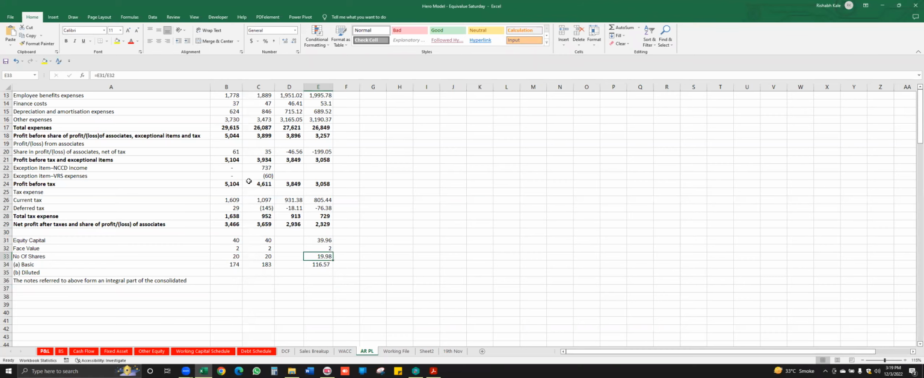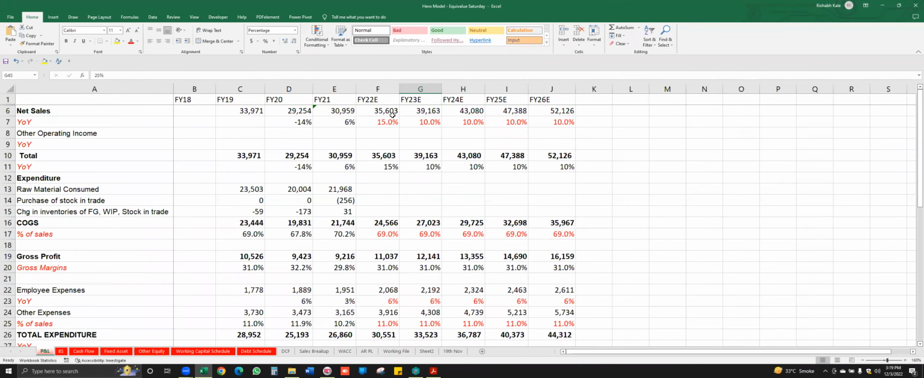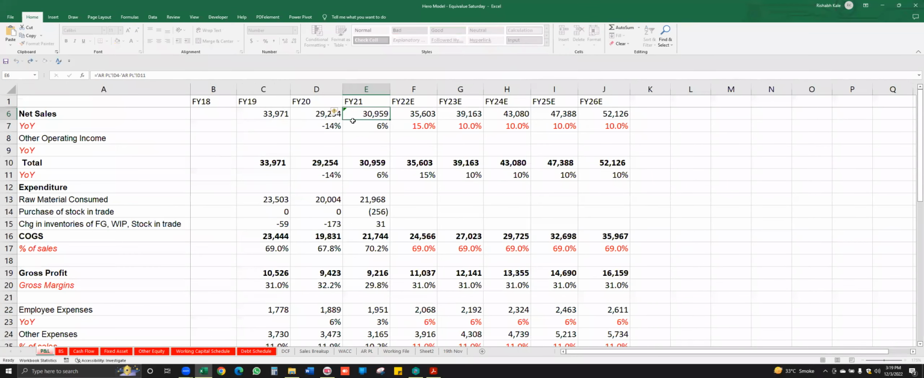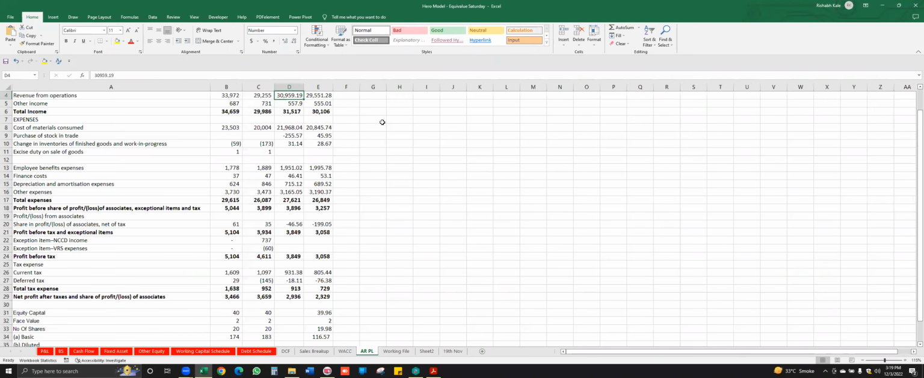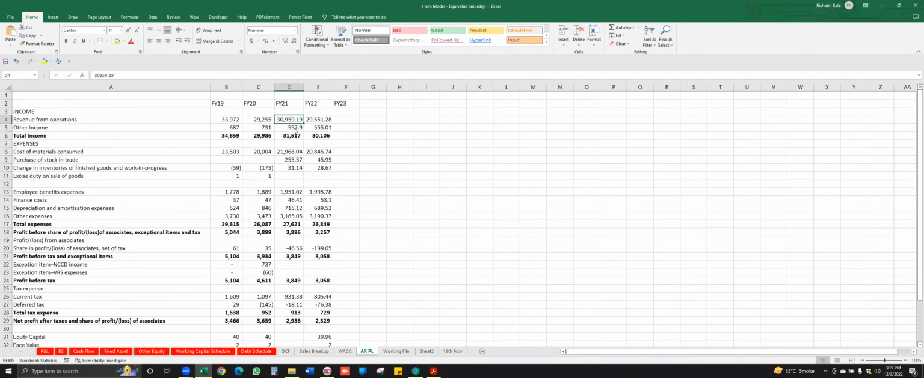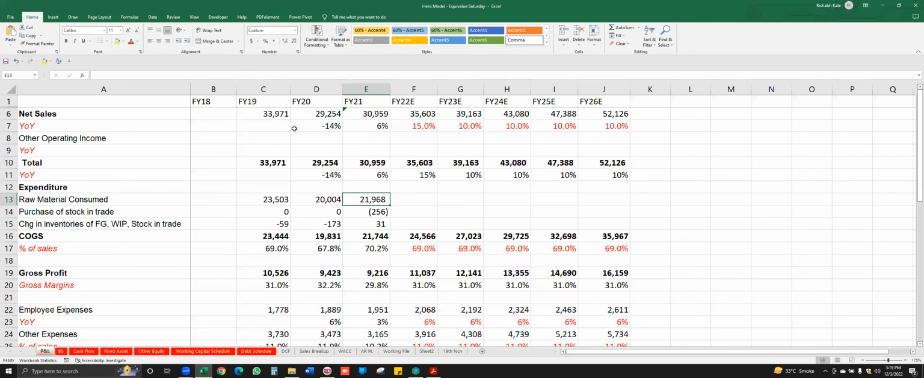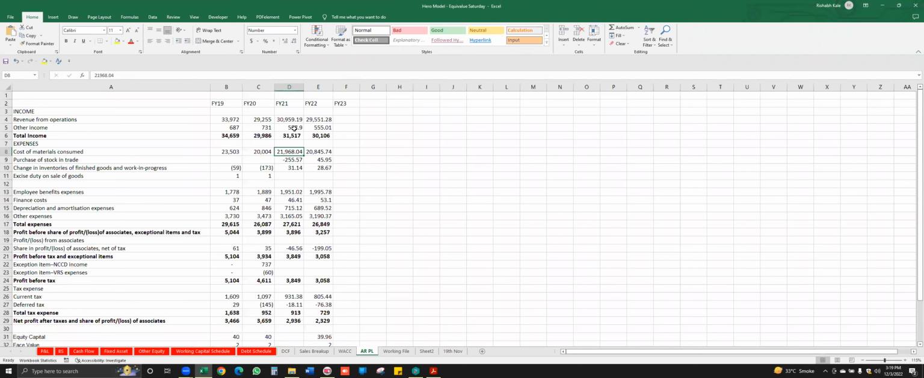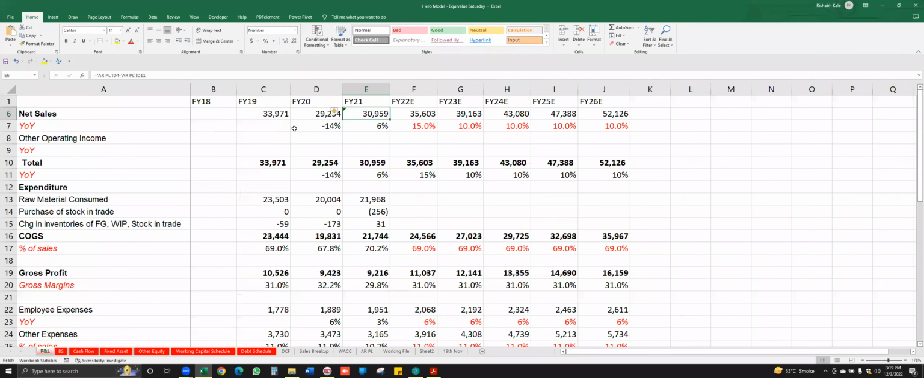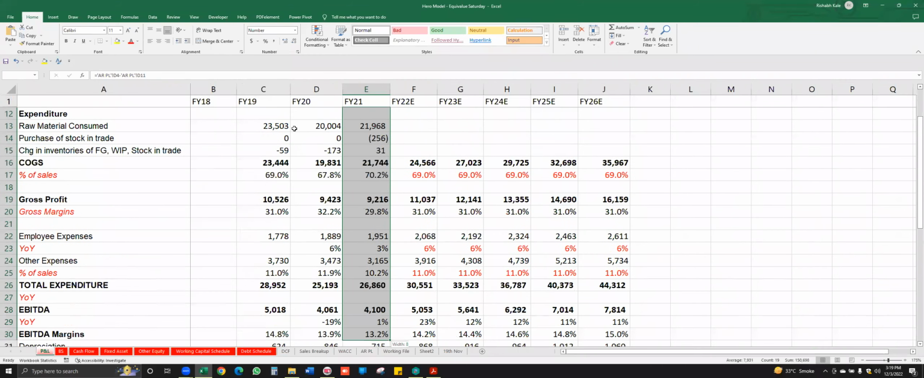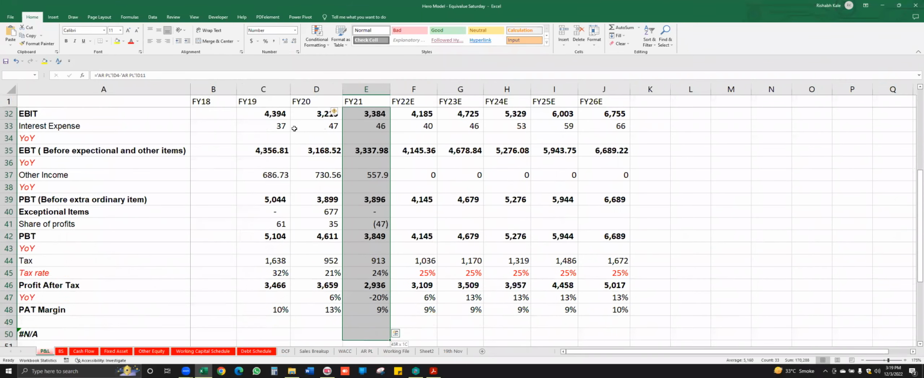Now see over here in the P&L, since I have linked everything. What is this? This net sales has been linked from over here. This one FY22. Same, all the expenses are linked. Again, the raw material consumed, you see, it is linked from over here. Now, what I have to do is, when the results are out, I just need to copy this to the end and just Control R.